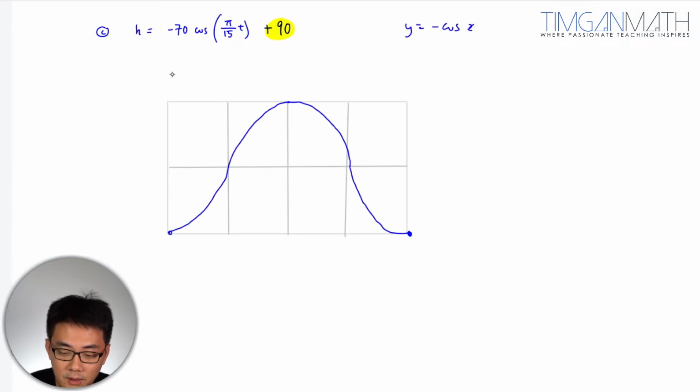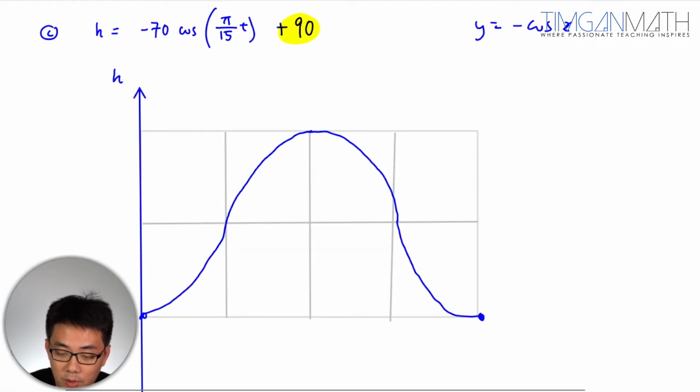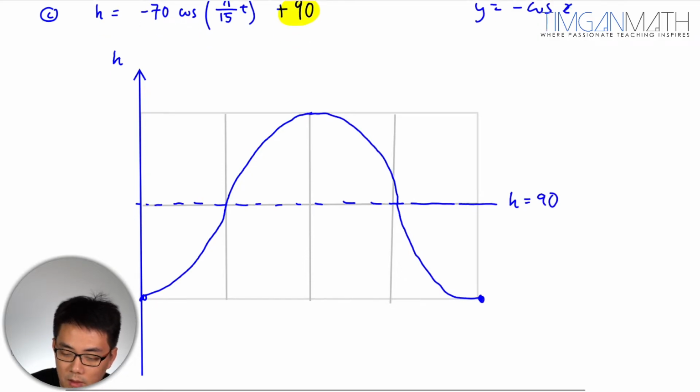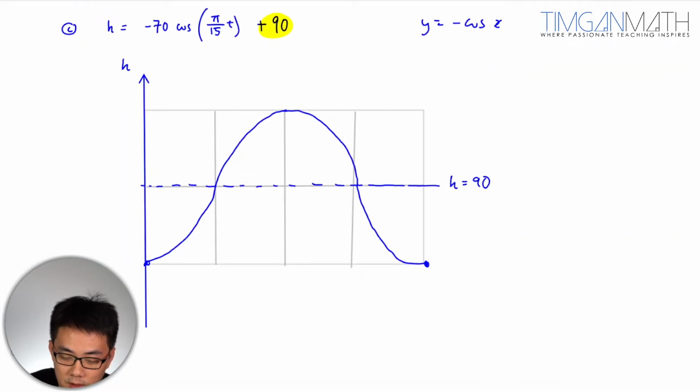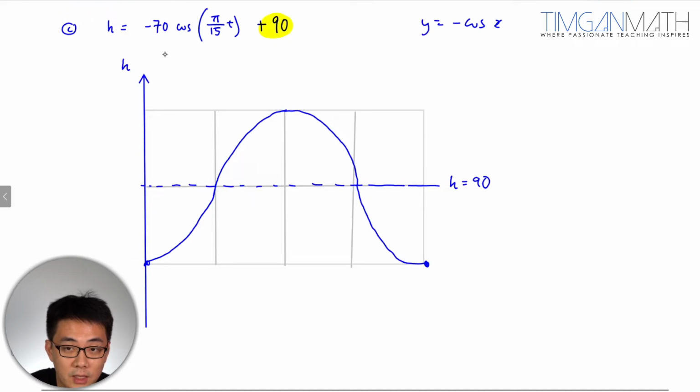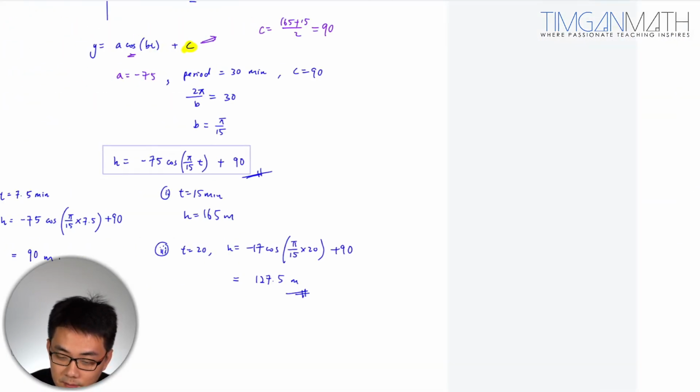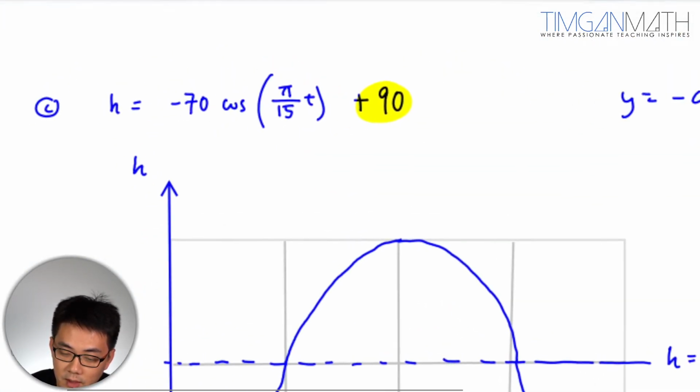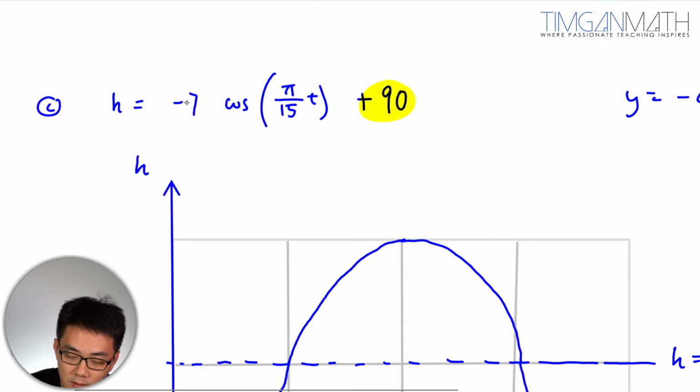The second step would then be you draw the y-axis, which is actually the h. Okay, this is the second step. Then after which you draw the line of equilibrium, which is actually 90 here. So this is 90. This is h equals to 90. All right. Then of course the amplitude is negative 70. So 75 is it? Negative 75. Yeah, negative 75 here. 75.